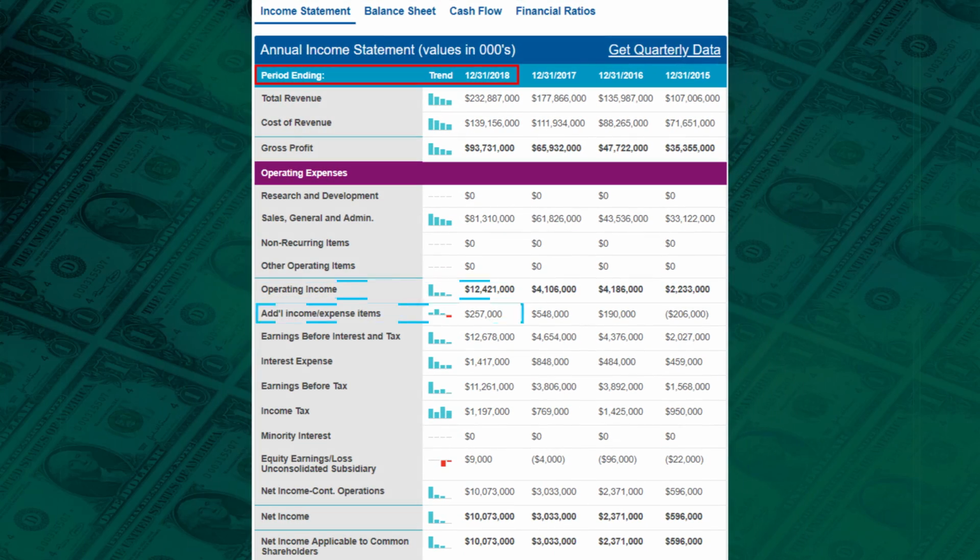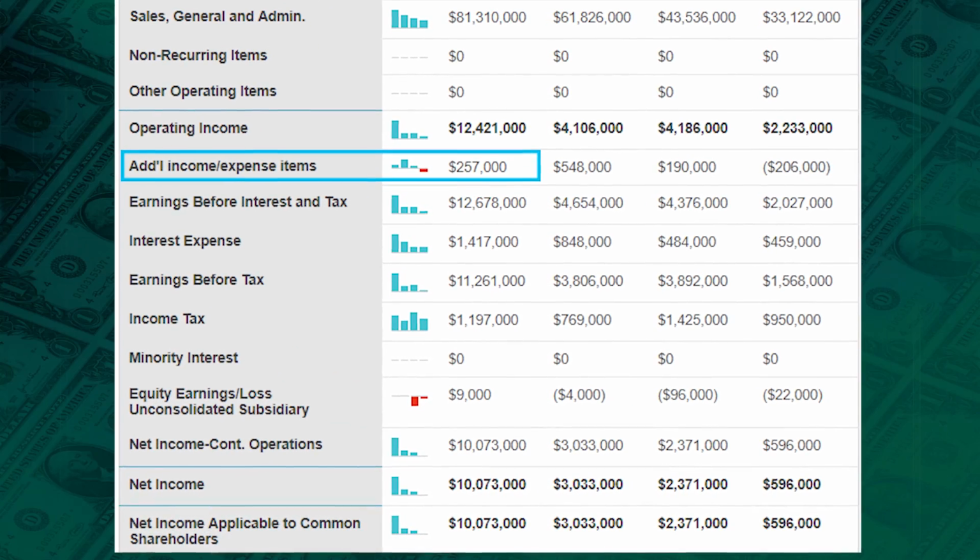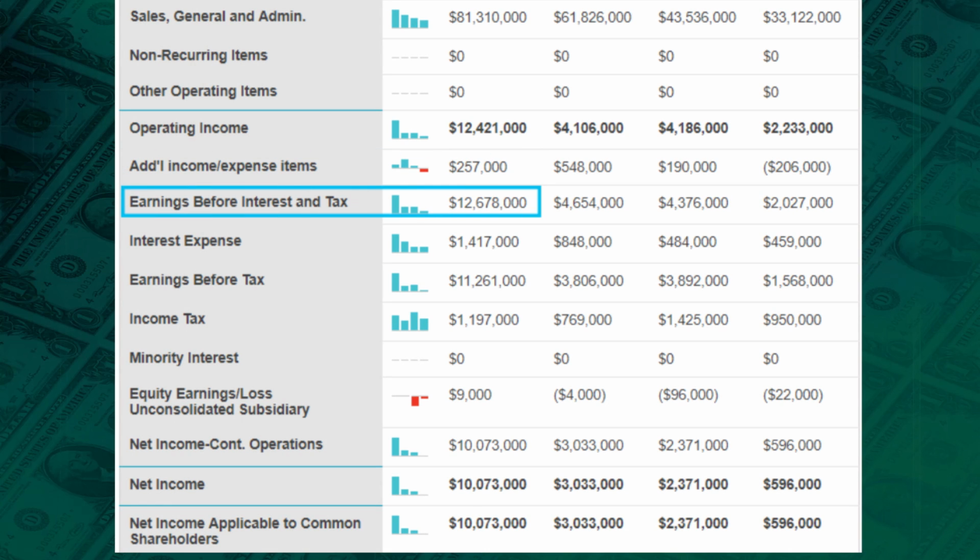And that brings us to additional income or expense items. And I don't know much about this category because I think it's usually company specific and is probably anything else that they just feel should be in its own category. But we can see here that Amazon actually made a couple $100 million from this category last year. So that increases their total profits so far to $12,678 million, which is also their earnings before interest and taxes.